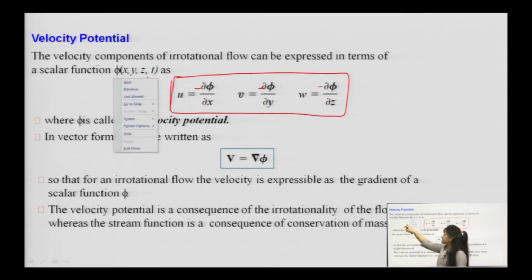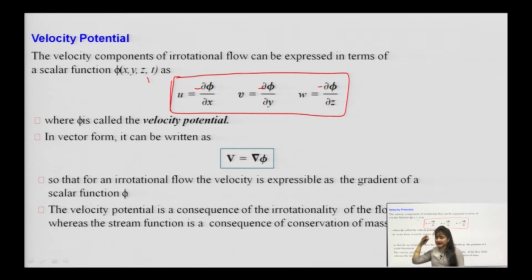So, here you can see by definition or by existence we have seen this single variable is present within the flow. With the help of these variables we can calculate the corresponding velocity in respective directions, whereas this stream function was represented by psi, and here the velocity potential function will be represented by phi. In vector form you can see that the equation can be written in this form.